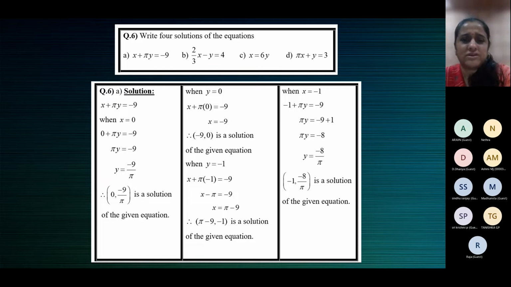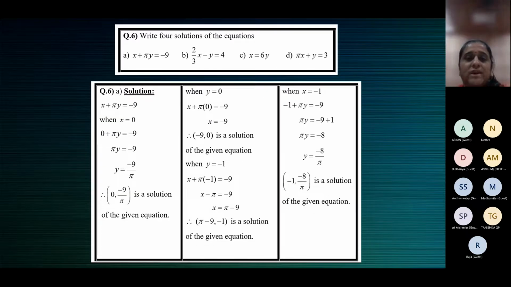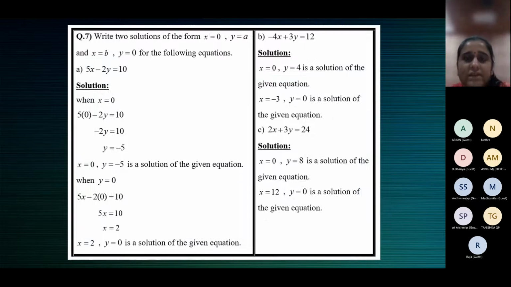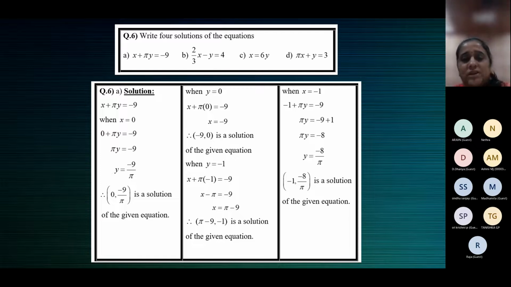Yeah, this is also an NCERT question. I think I've not worked B and C. Write 4 solutions. I've worked only A. So see here, the question is to write 2 solutions of the form x is 0, y is a, x is b, y is 0. Here they are giving you the freedom to write any 4 solutions, right? That's the difference between the two. In this one also we had to write 2 solutions, but they've given the format. It should be of this form. But here there is no restriction. Just write 4 solutions, any 4 solutions.